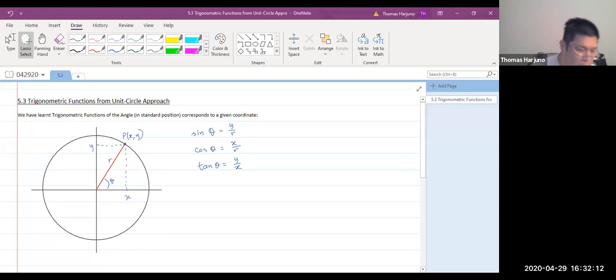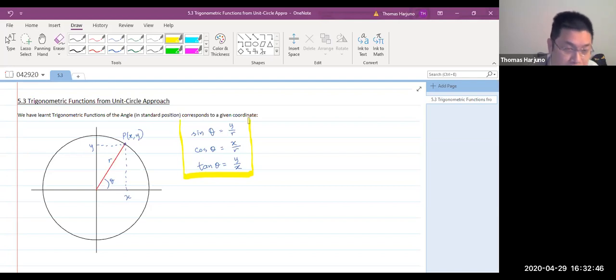From our last lecture, we have learned that the trig functions of an angle correspond to a given coordinate P(x, y) by this definition here. Sine theta equals y over r, cosine theta is x over r, tangent theta equals y over x. And then we can find the values for secant, cosecant, and cotangent.